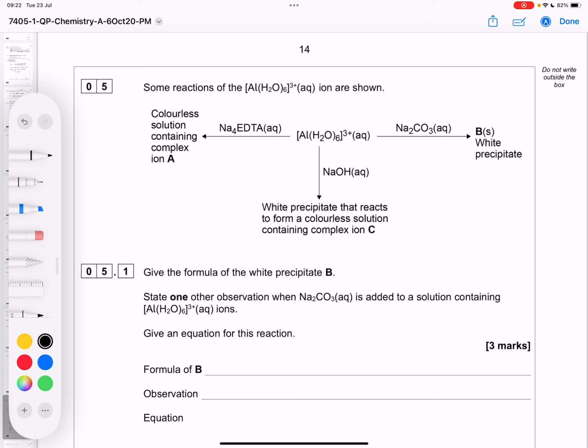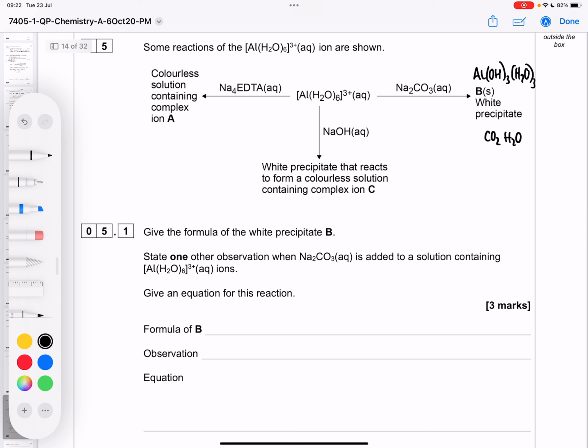So we need to remember that when a 3+ ion reacts with carbonate, because the 3+ ions are smaller and more highly charged than 2+ ions, they act as acids, and they donate protons to the carbonate, and we get CO2 and water, as well as the hydroxide of the 3+ ion.